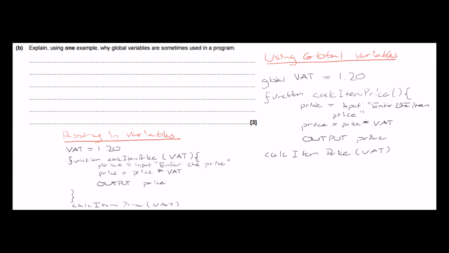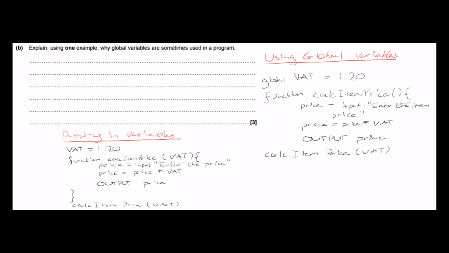And when we talk about a global variable being used in a program, what we mean is a situation when a variable needs to be accessed in many different places, and it needs to be the same value that's being used in lots of different places. So we might need to use the same value, for example a constant like pi, in 3 different functions.